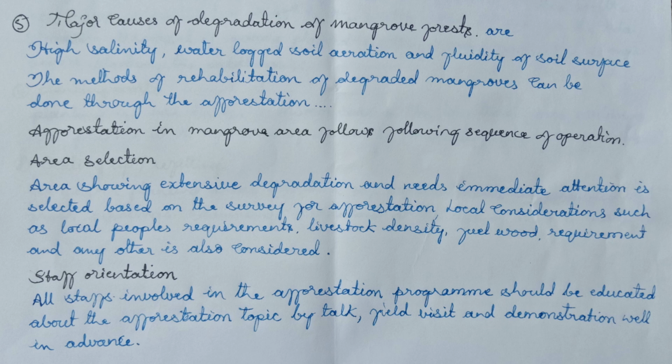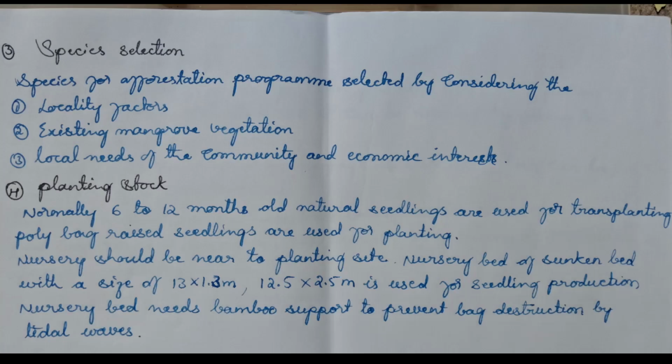All staff involved in this afforestation program should be educated about the afforestation topic by talk, field visit and demonstration well in advance. Third one, species selection. Species for the afforestation program are selected by considering the locality factors, existing mangrove vegetation, local needs of the community and the economic interests. Fourth one, planting stock.